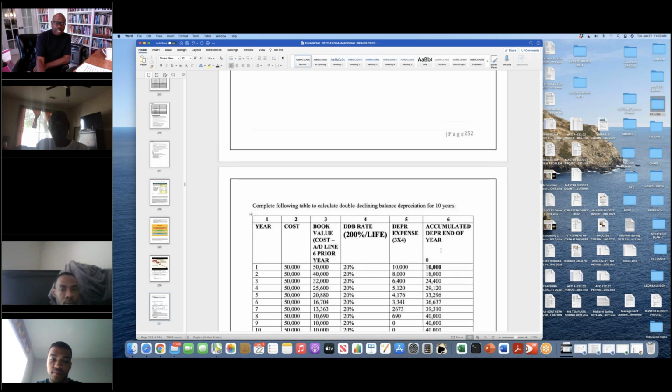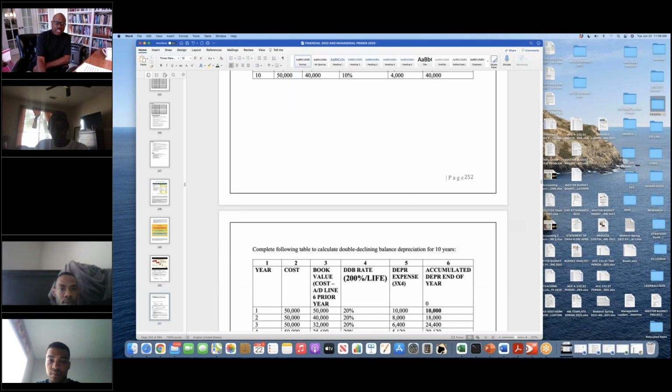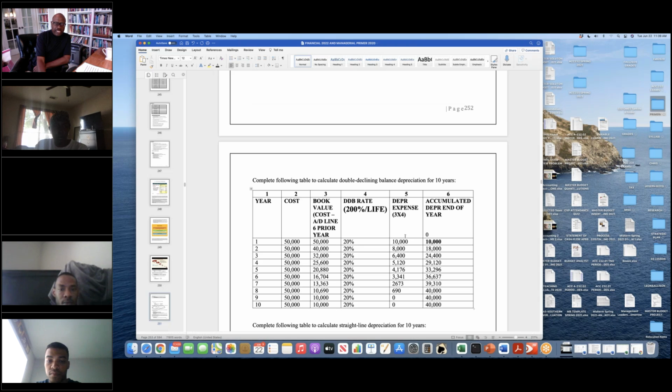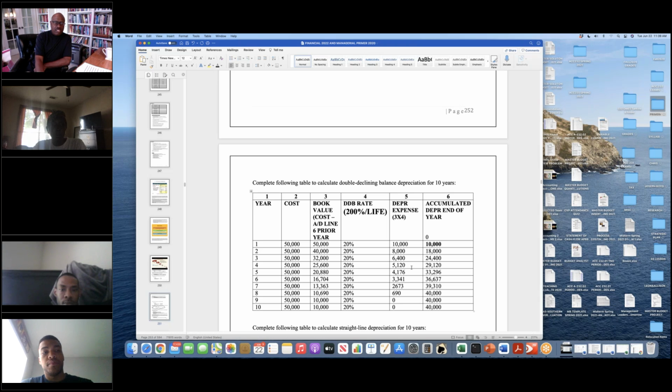Now, if we compare the depreciation, if you remember, it was 4,000 every year for straight line. With double declining balance, it's 10, then 8, then 6, 5, 4. Then it drops until it gets to a point when it's 40,000. So we still cannot depreciate below salvage, but we don't utilize it in our calculation. This gives us a higher tax write-off initially. And so our taxes are reduced. And so that's why this method is used. Okay. Any questions on depreciation and how we calculate it?